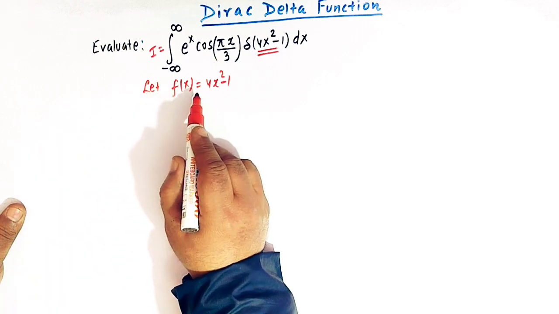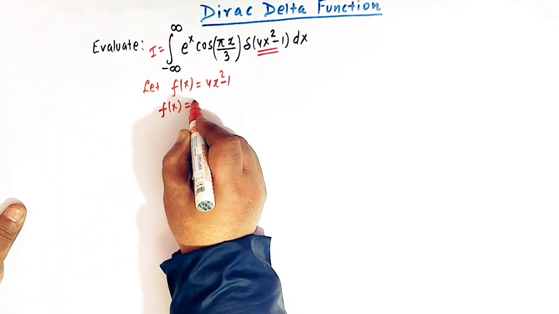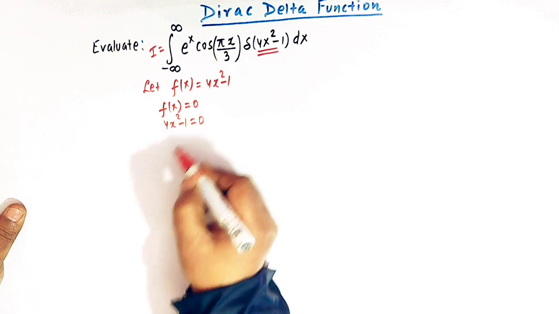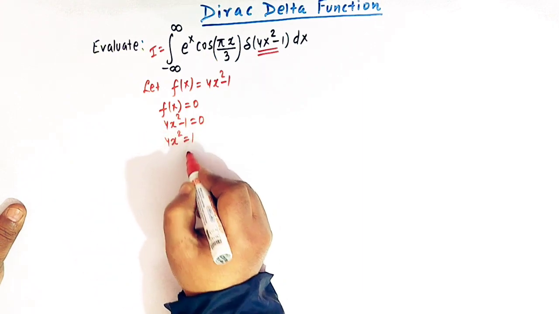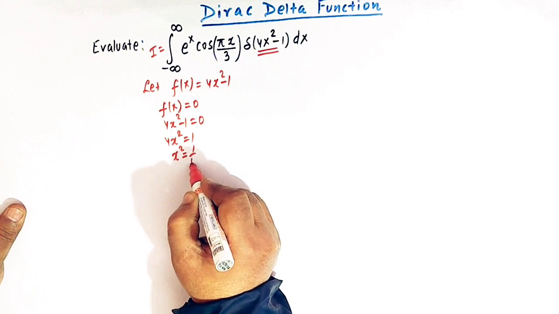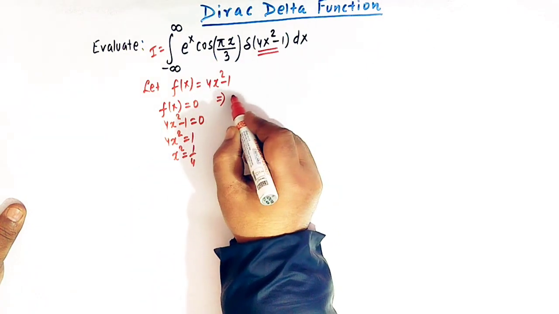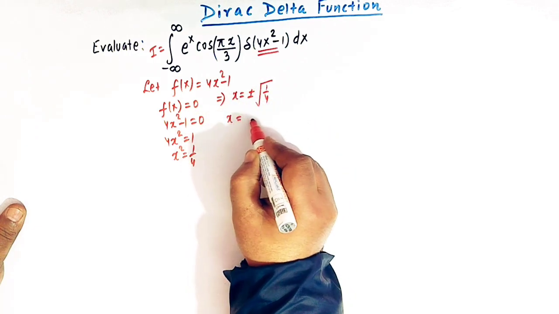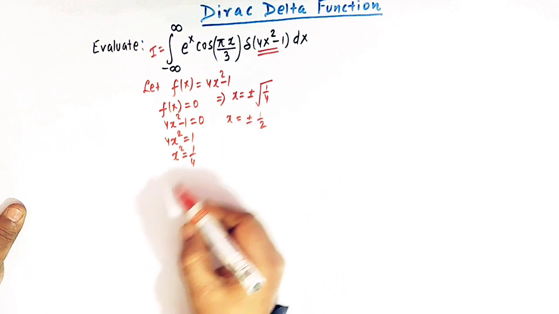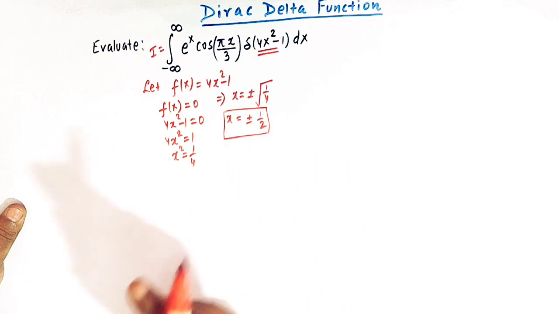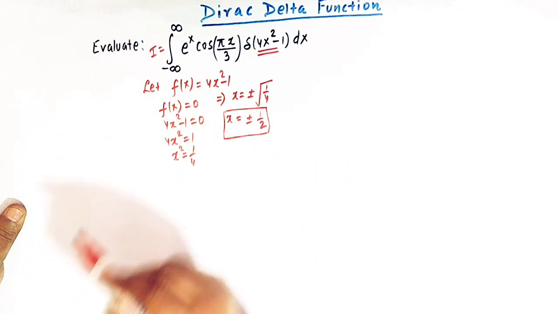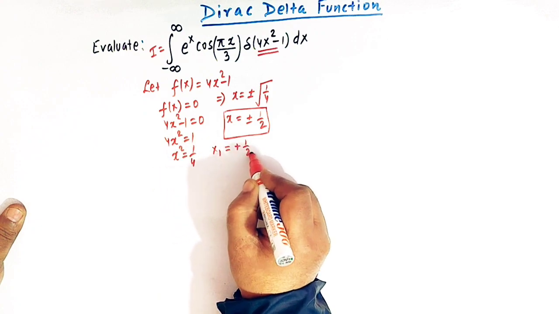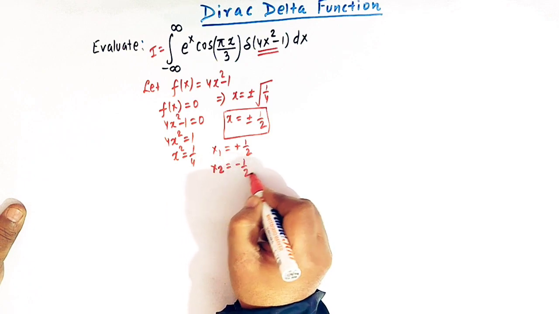Now the next step is to solve the equation f of x is equal to 0, right? So we have 4x square minus 1 is equal to 0. Then we have 4x square is equal to 1, so x square is 1 over 4. So here we have x is equal to plus minus square root of 1 over 4, so x is plus minus half, right? Obviously we have obtained two roots of the equation f of x is equal to 0. Let us name these roots x1 as plus half and x2 as minus half, right?